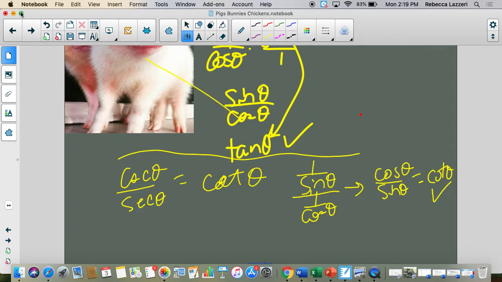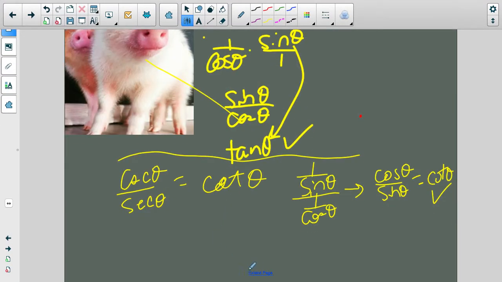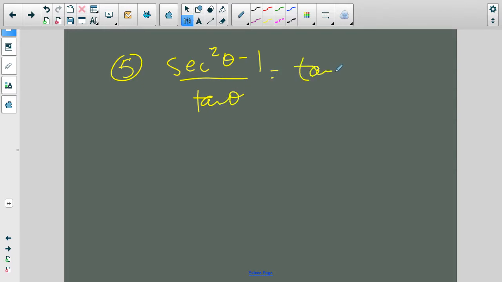It's like a puzzle. Okay, so number 5, you have secant squared theta minus 1 over tangent theta. And we're supposed to prove that just equals tangent theta, okay?